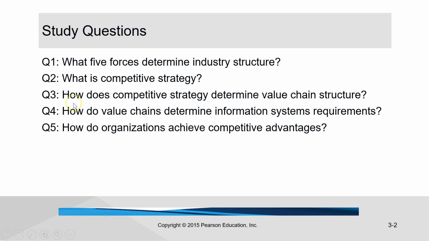Our study questions for this chapter are: 1. What 5 forces determine industry structure? 2. What is competitive strategy? 3. How does competitive strategy determine value chain structure? 4. How do value chains determine information systems requirements? And 5. How do organizations achieve competitive advantages?